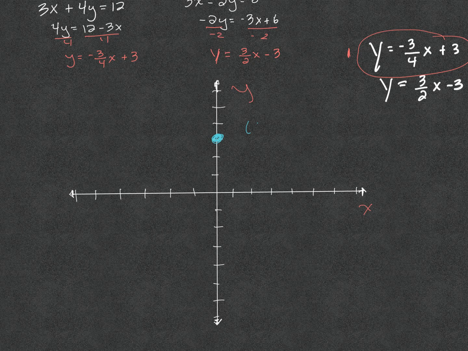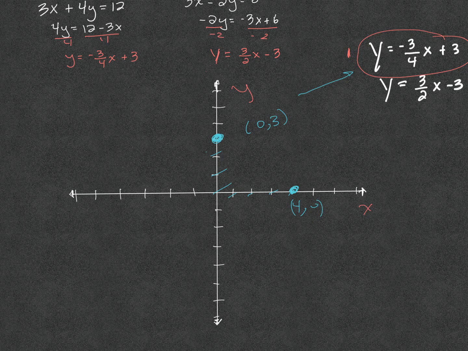The y-intercept is (0, 3) for that one, okay? Now, we have a slope. I know we have a fraction slope. So the slope is negative 3 over 4. So we're going to go down 3: 1, 2, 3, to the right 4: 1, 2, 3, 4. We get this point right here, and that point is going to be (4, 0).